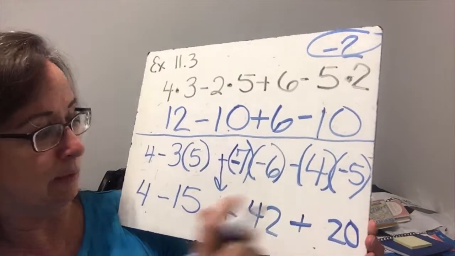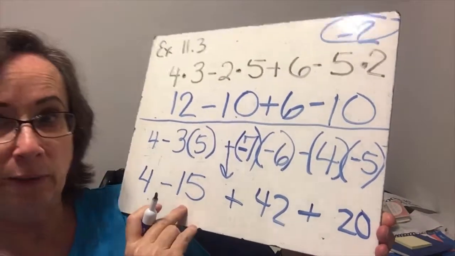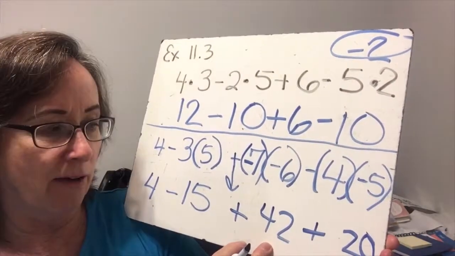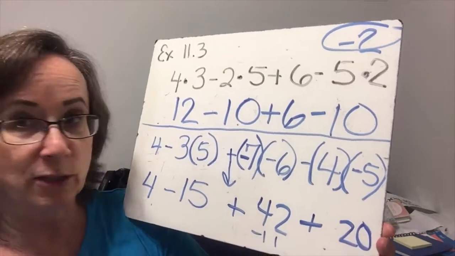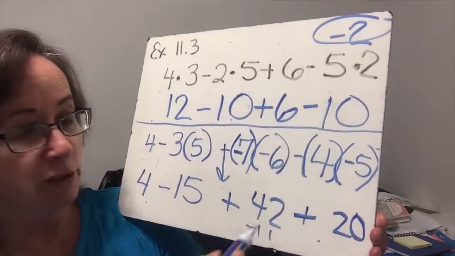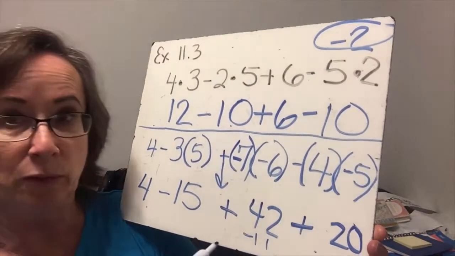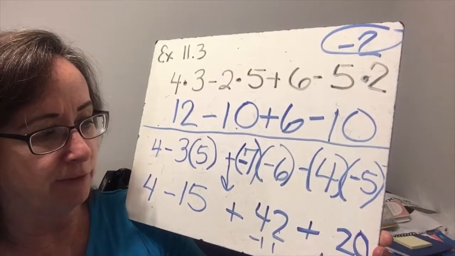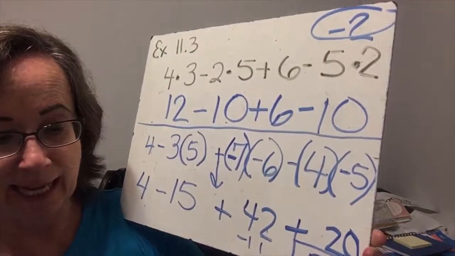Okay, so now let's see what we finally evaluate as. 4 take away 15 is -11, plus a 42 is going to be, let's just do a -11 so I don't lose track of it. So 42 minus 11, because this was a -11, is going to be a 31. And then a 31 plus a 20 is a 51. And if you look in your book, that's exactly what you get.